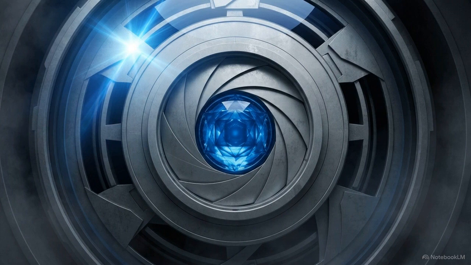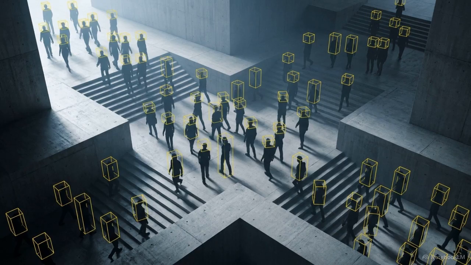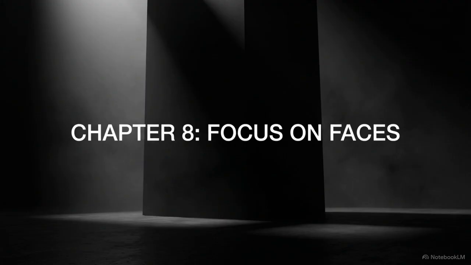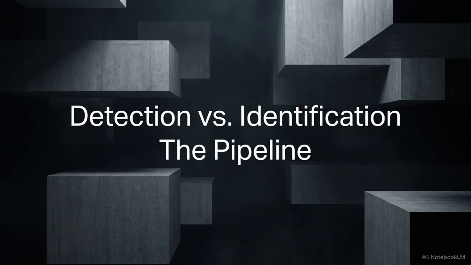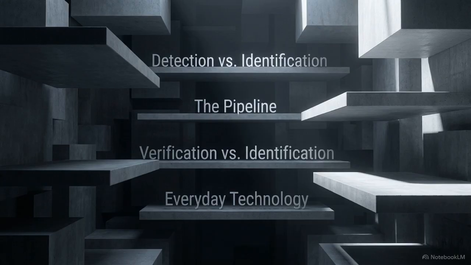We have seen how computer vision systems take raw pixels and turn them into predictions. Now we apply that process to one of its most debated applications, identifying human faces. Chapter 8, Section 3, Recognizing Faces, Putting a Name to a Face, How Facial Recognition Works. We will move through 4 specific areas: the difference between detection and identification, the mechanical pipeline itself, the stakes of one-to-one versus one-to-many searches, and the data structures within everyday consumer technology.